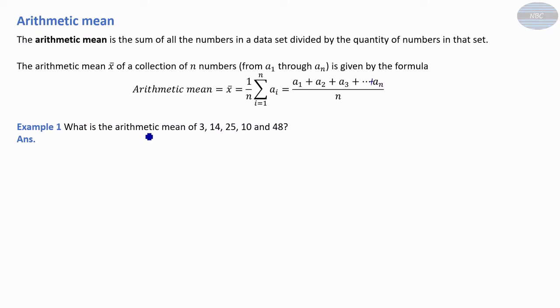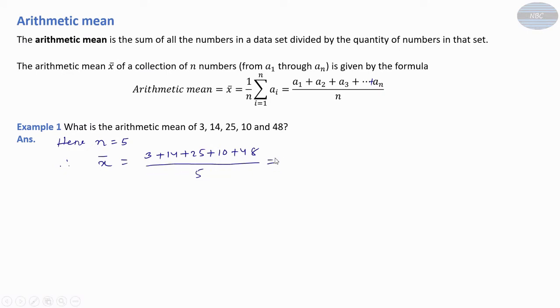So come to a simple example. What is the arithmetic mean of 3, 14, 25, 10 and 48? Very simple. Here we have n equal to 1, 2, 3, 4, 5. There are 5 numbers in this data set. So mean is equal to the sum of all the numbers, 3 plus 14 plus 25 plus 10 plus 48, divided by 5.